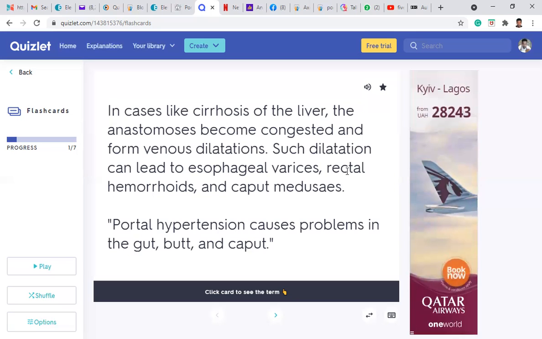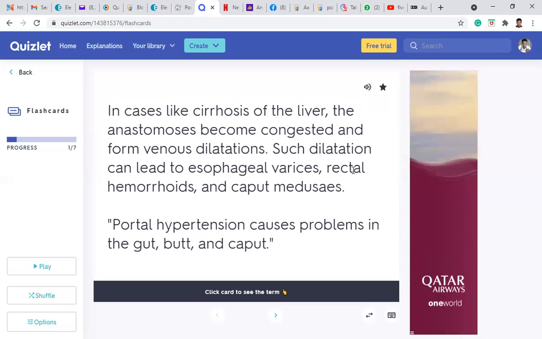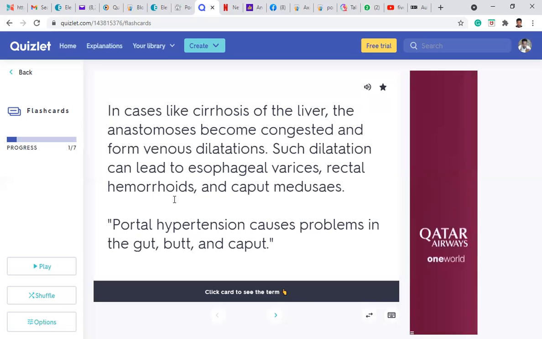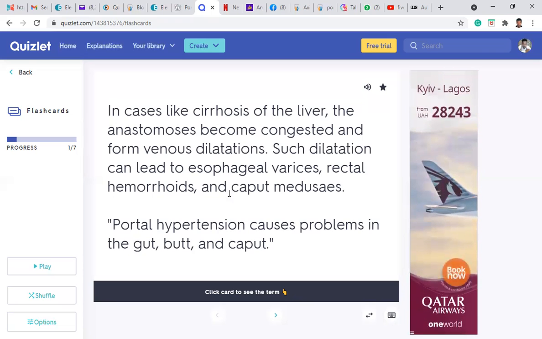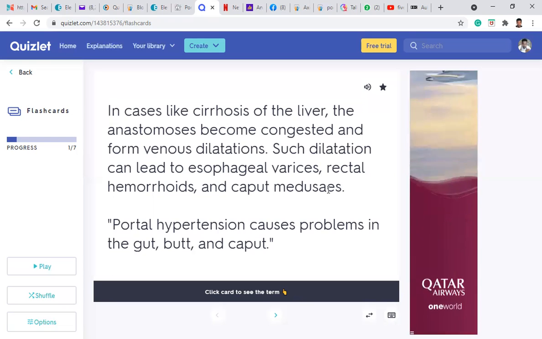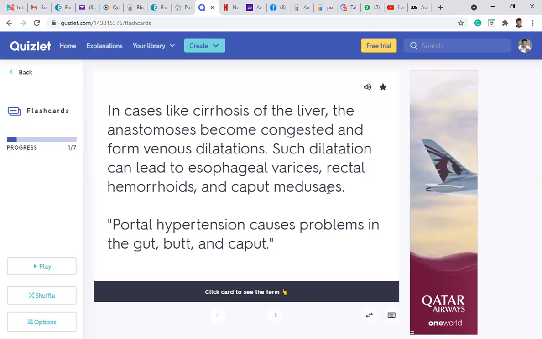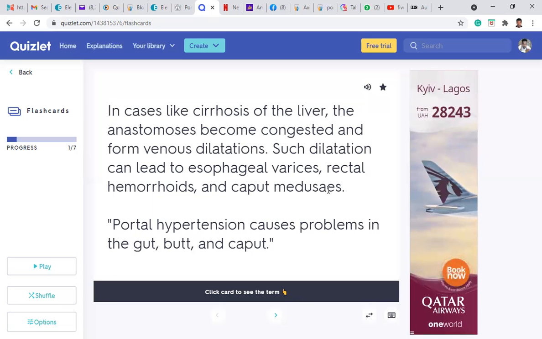And then we'll also have such dilatations in the rectum or in the anal region, and that will lead to rectal hemorrhoids. And we said in the rectum, we have the anastomosis between the superior rectal vein and the middle and inferior rectal veins. And then we also have what we call the caput medusa, which is due to dilatation in the anastomosis between the paraumbilical vein and the superficial epigastric veins in the anterior abdominal wall.